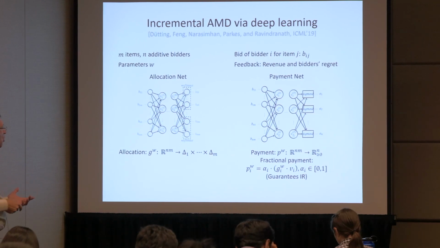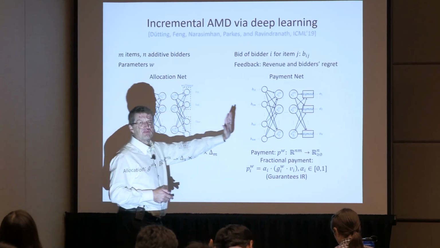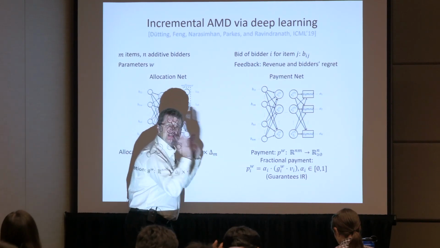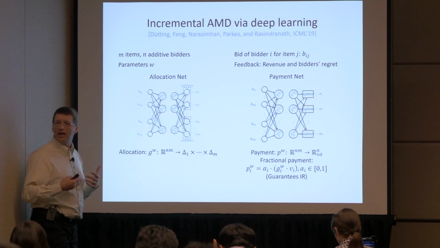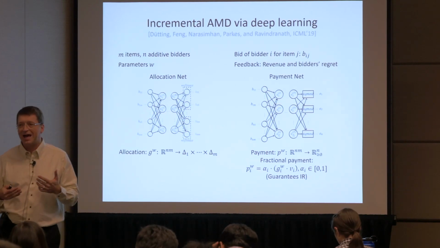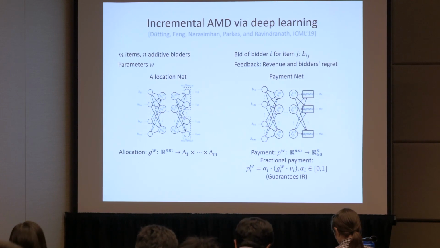I can just keep drawing these valuations from my prior distribution. I keep feeding them into the network, and the network gives me feedback: how good, how good, how good. And then I can use standard neural network algorithms to optimize that objective. And in particular, they use ADAM.